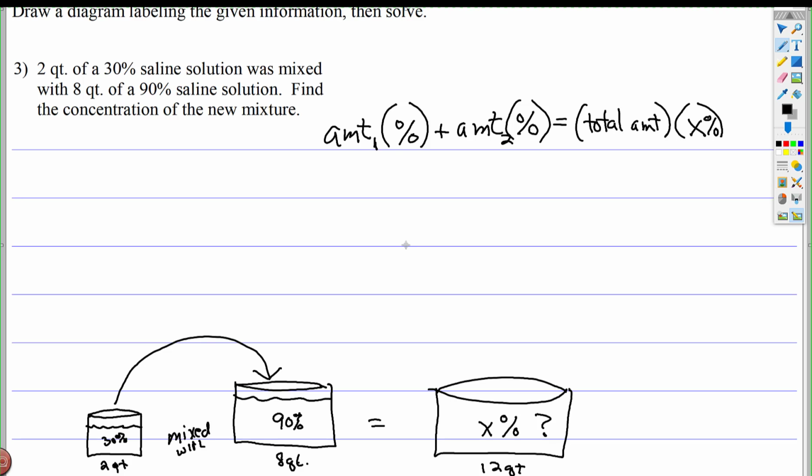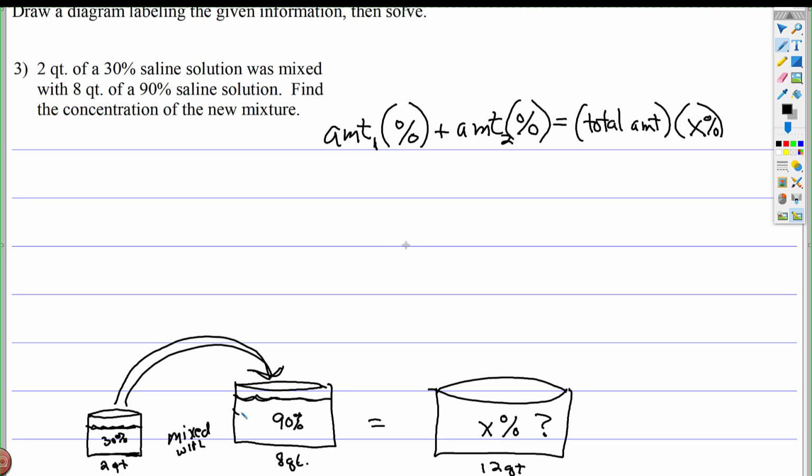Okay, here is a visual and mathematical presentation of what it looks like. So the drawing would be, you've got this 2-quart container of salt water, 30% salt, right? Well, we're going to mix that. We're going to pour that into this big 8-quart container.